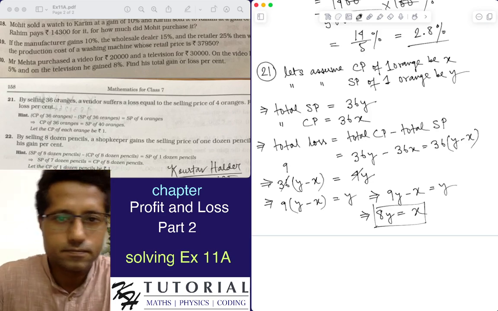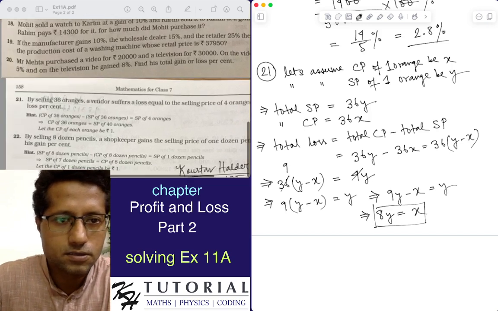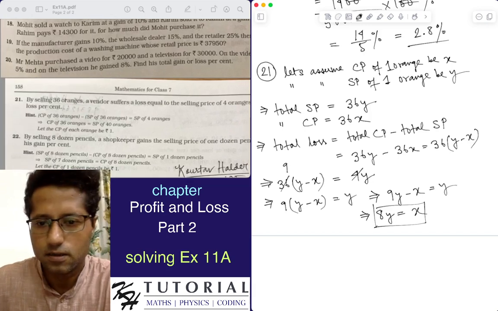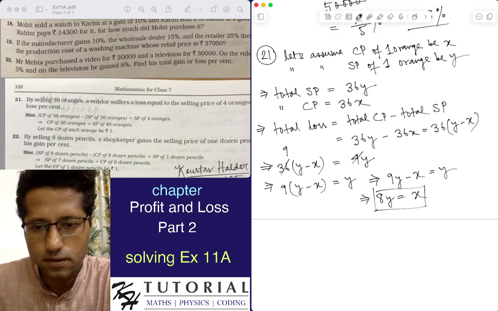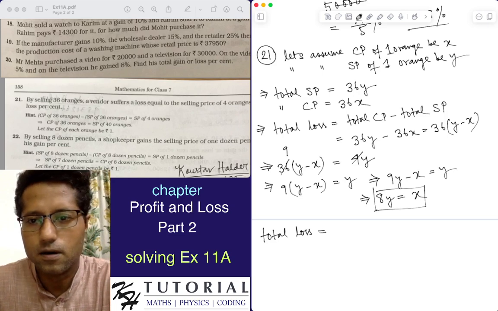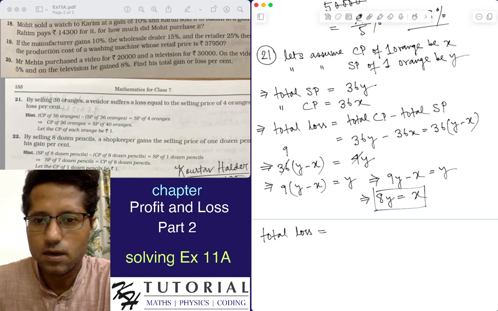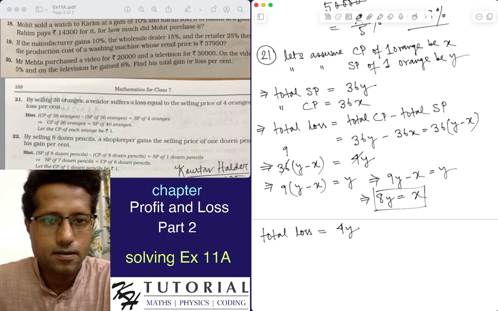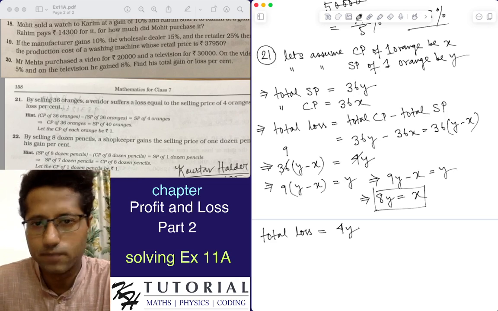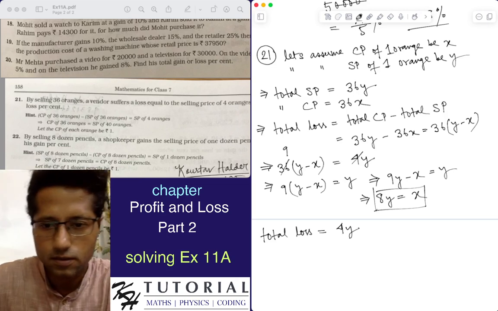Now it is asking to find his total loss percent. So what is the total loss? Total loss is obviously 4Y, because it is said that a vendor suffers a loss equal to the selling price of 4 oranges, which is 4Y. This is the total loss.